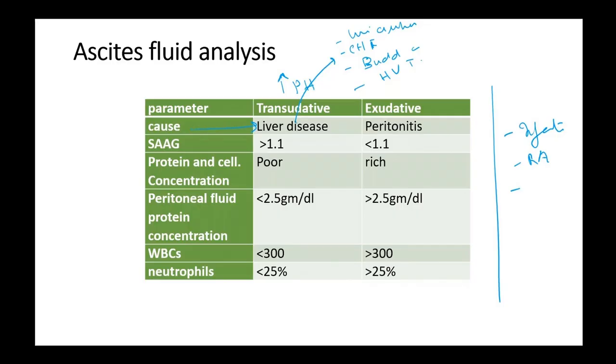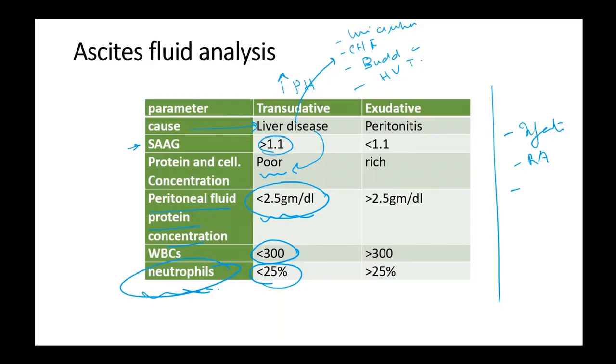So in case of transudative fluid, the SAG gradient will be greater than 1.1. If it is a liver disease, the protein level will be low. So you can look at the protein concentration less than 2.5. WBC will be less than 300. Neutrophil will be less than 25%. So neutrophil is more important. Just remember neutrophil.